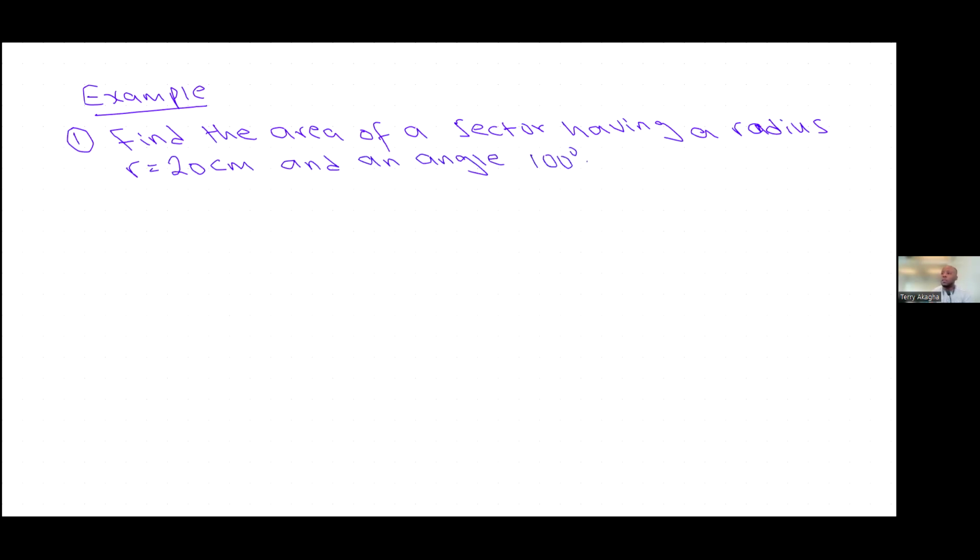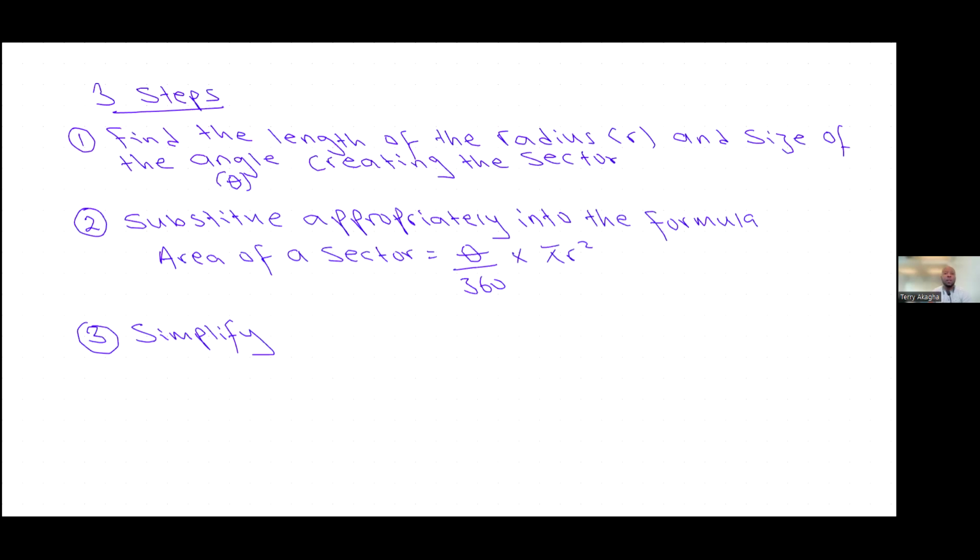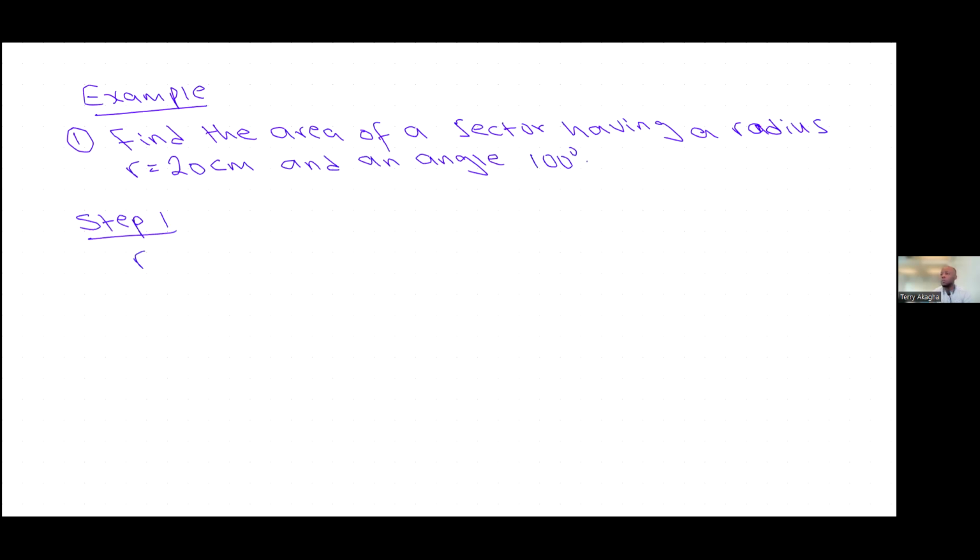So now let's start, step one. What I told you is that you have to first find the length of the radius as well as the angle. So from this example, the radius is 20 centimeters. And the angle, which is theta, is equal to 100 degrees.